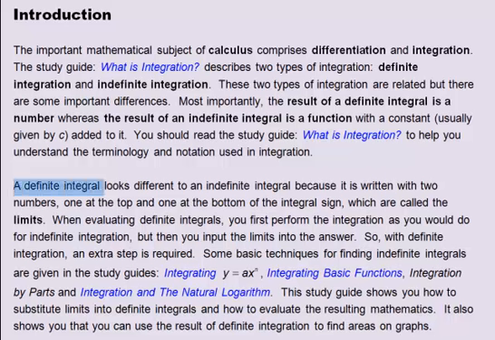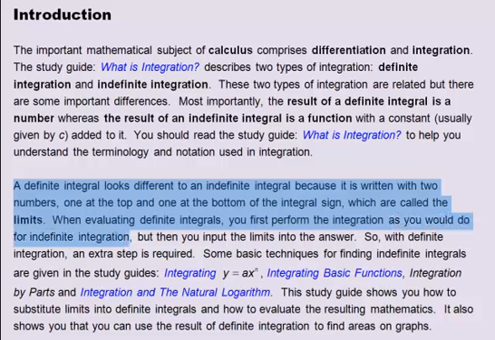A definite integral looks different to an indefinite integral because it is written with two numbers, one at the top and one at the bottom of the integral sign, which are called the limits. When evaluating definite integrals, you first perform the integration as you would do for indefinite integration, but then you input the limits into the answer. So, with definite integration, an extra step is required.